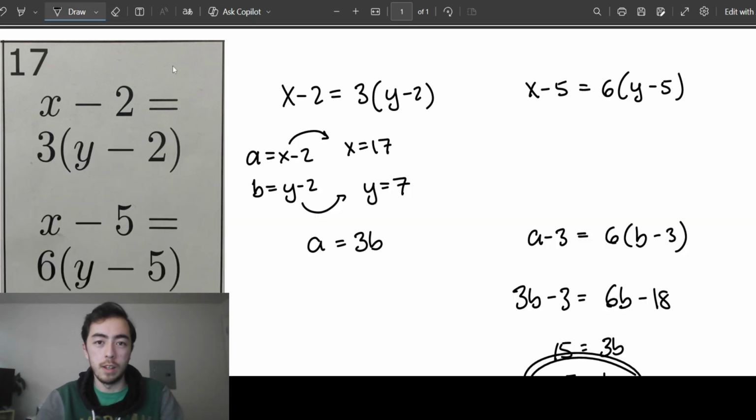Either way, I think we can be pretty confident that x is 17 and only 17, and we're all done for today.